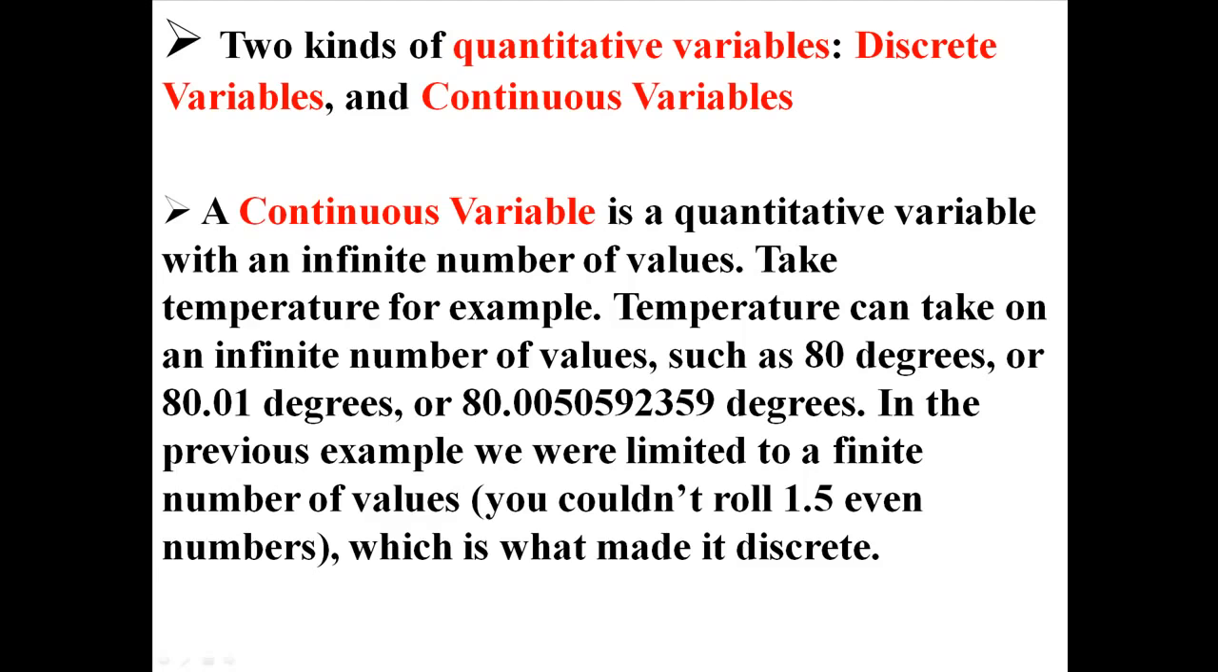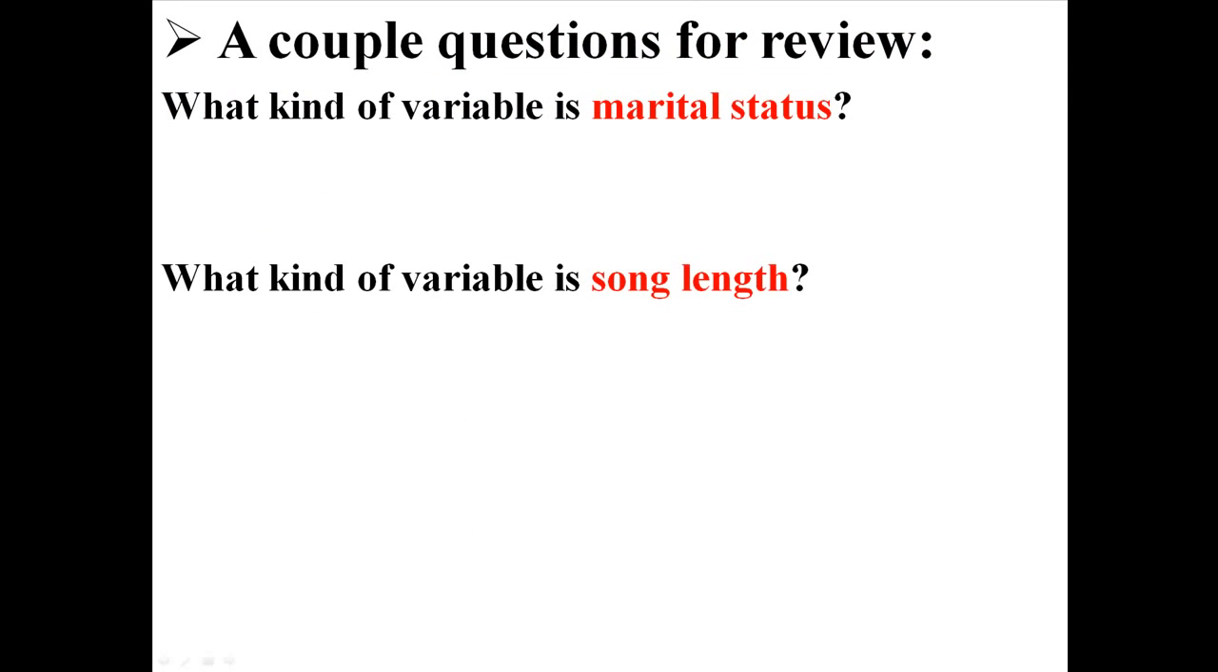Now, continuous variables are quantitative variables with an infinite number of values, like temperature, for example. Temperature can take on an infinite number of values, like 80 degrees, or 80.01, or 80.00505, whatever degrees. It can stretch out infinitely. In the previous example where we were rolling the die, we were limited to whole numbers, like 0, 1, and 2. You couldn't roll a 1.5, which is what made that discrete, whereas this is continuous because we have an infinite number of possibilities.